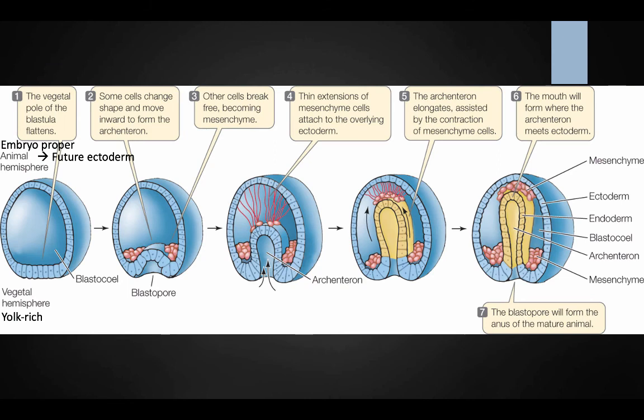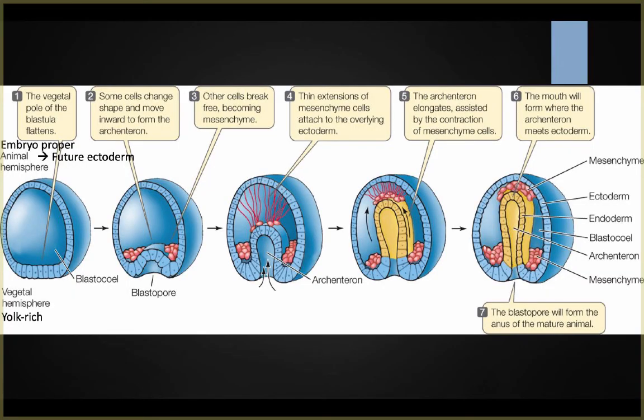So let's look at how this works. On the blastula, you have two areas: the vegetal hemisphere and the animal. And you can see this bottom one here starts to flatten out. Once it starts to flatten out, you'll notice some cells change shape and start moving inward here. And this inward movement is going to create this opening.